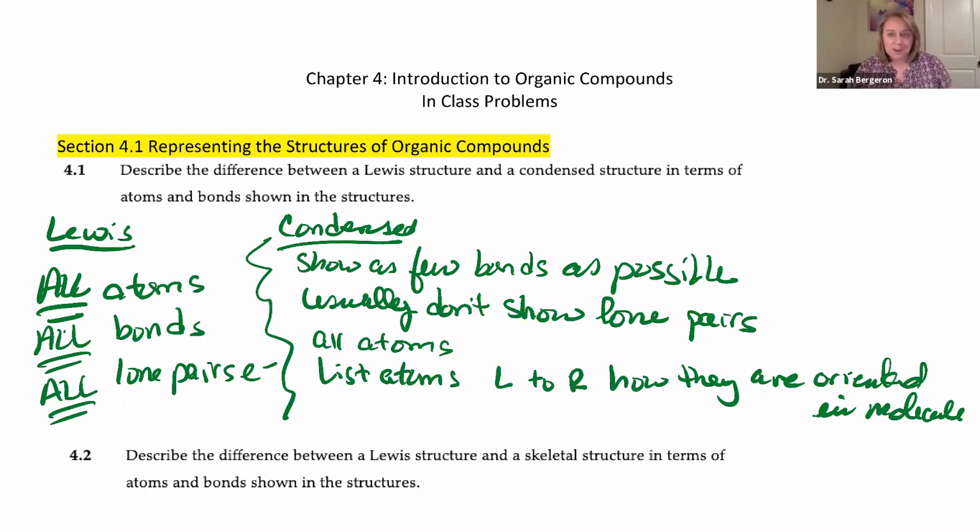So this is our normal in-class where we do our in-class problem sets. So we're on chapter 4 and we're doing organic compounds.